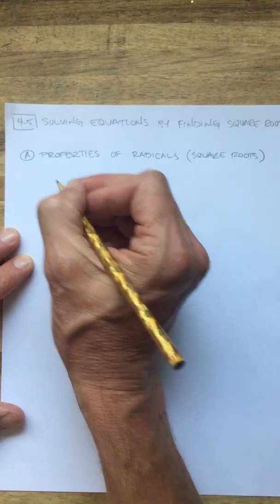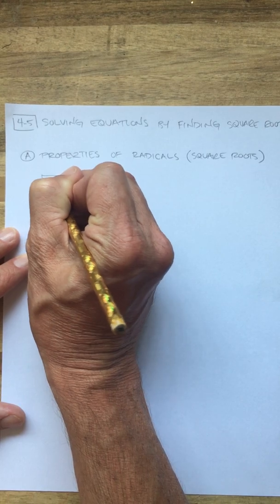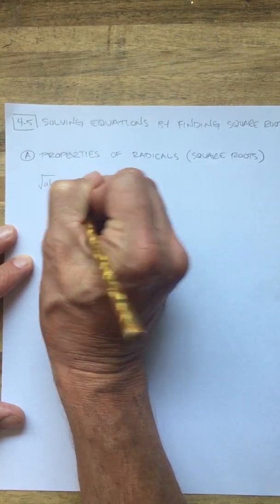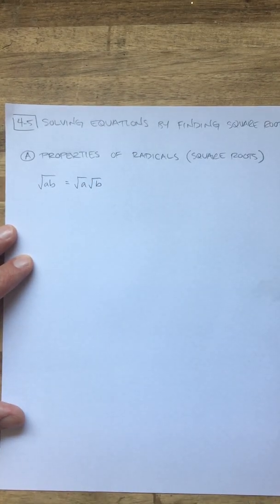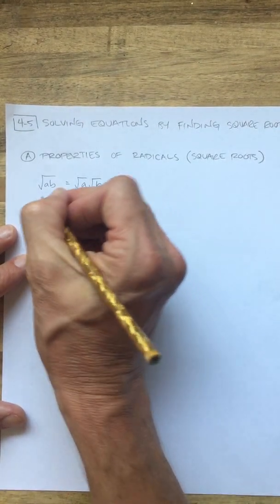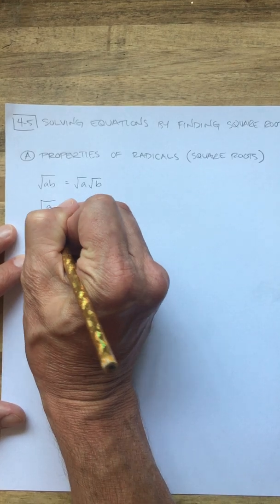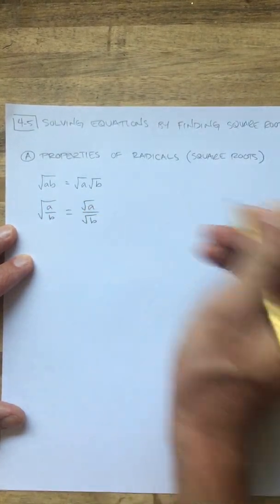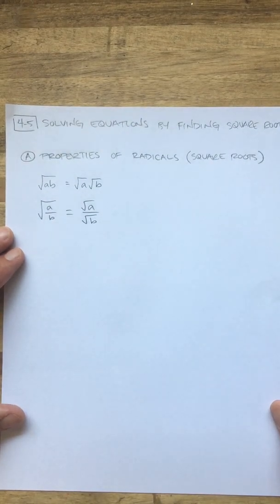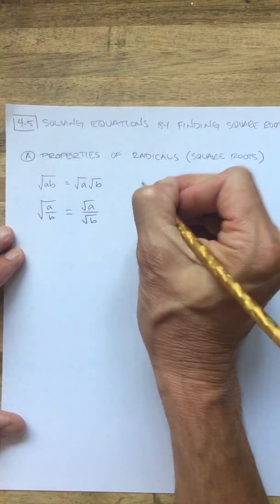For instance, we know that the square root of a times b equals the square root of a times the square root of b. That's a property you need to know, okay? And also something like this, the square root of a over b is going to equal the square root of a over the square root of b. Okay, so two things you need to know. Let's just do an example really quick.